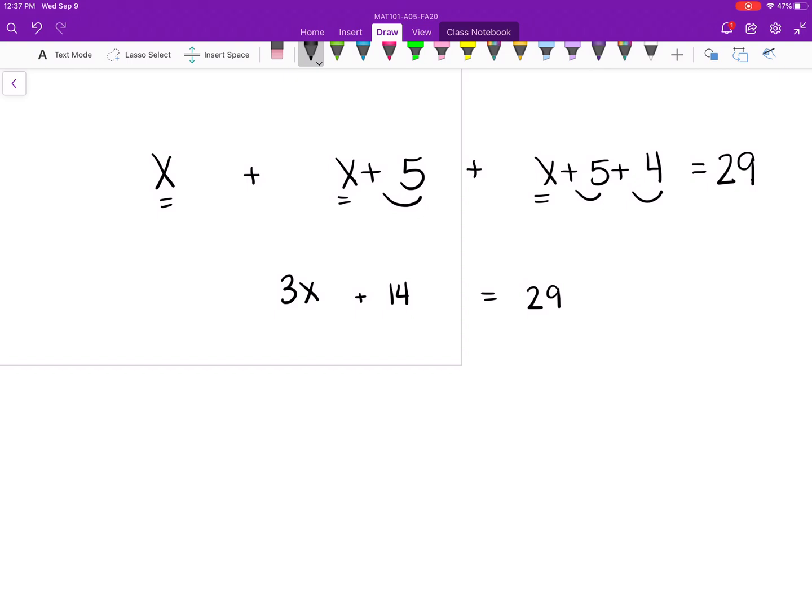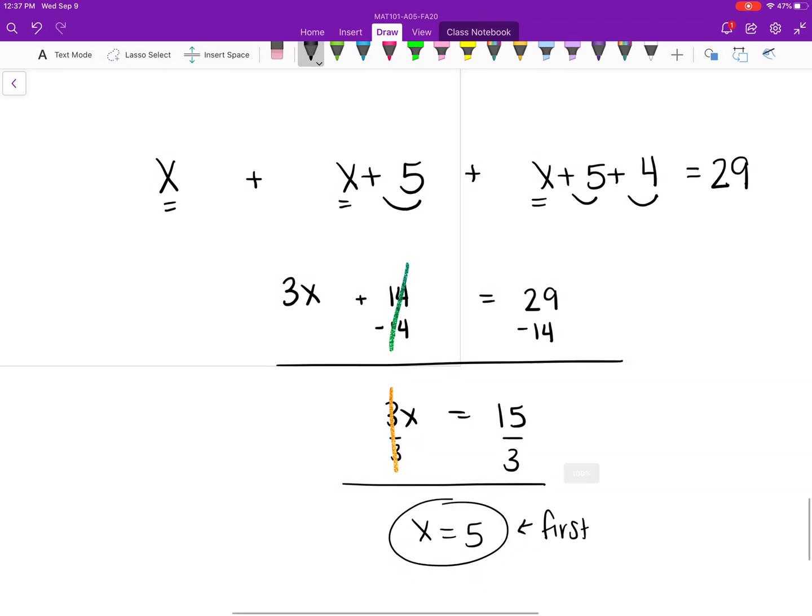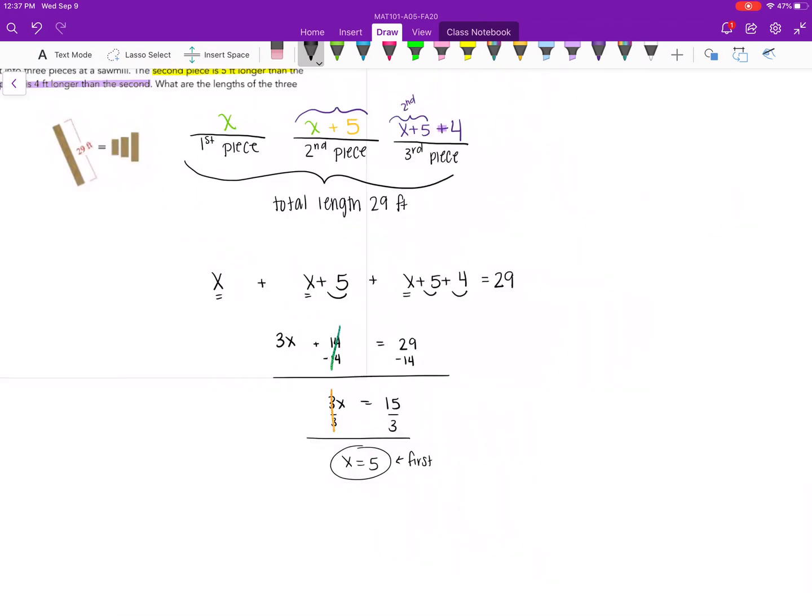Now it's just a matter of solving, so I'm going to subtract 14 from both sides and get 3X equals, those will cancel, 15, divide by 3, those will cancel, and be left with X equals 5. Now that's the length of the first piece. They want to know what are all 3 pieces.